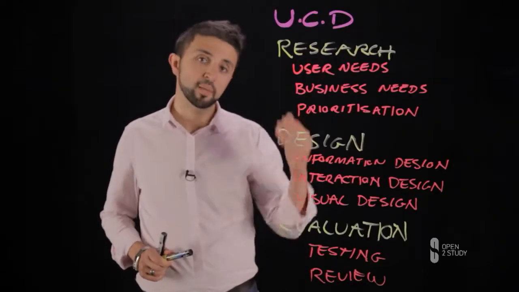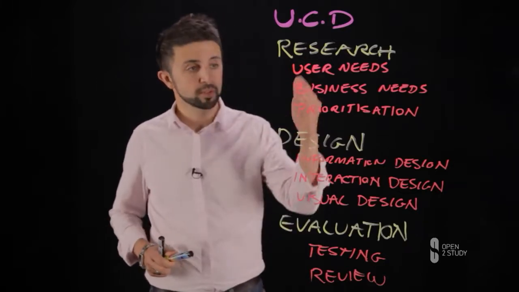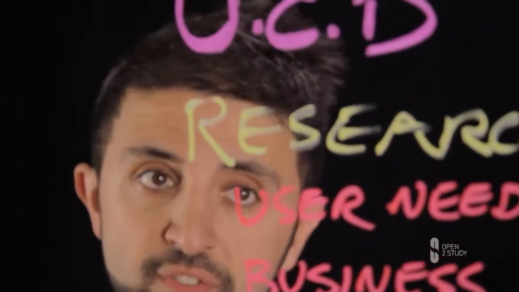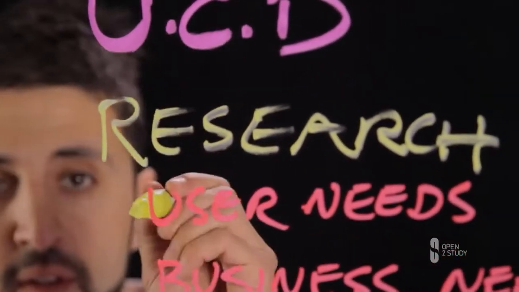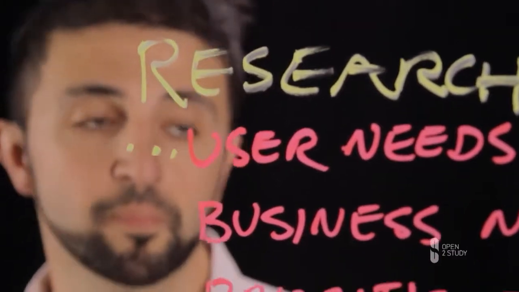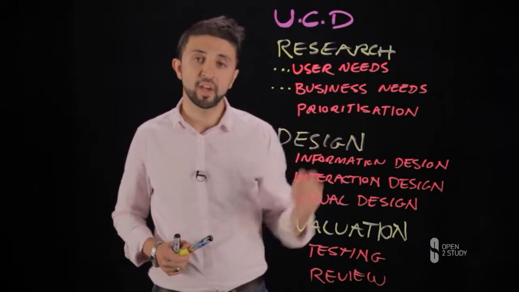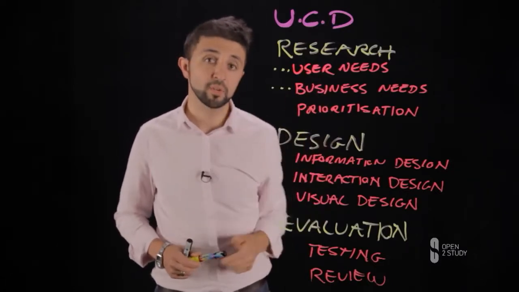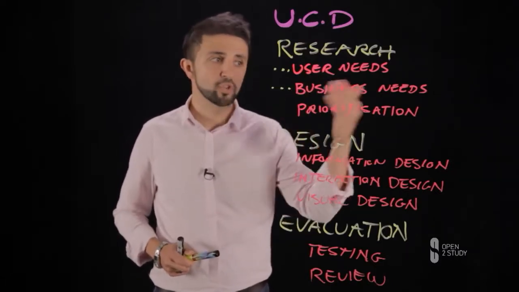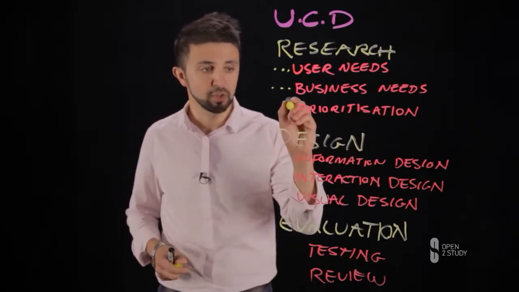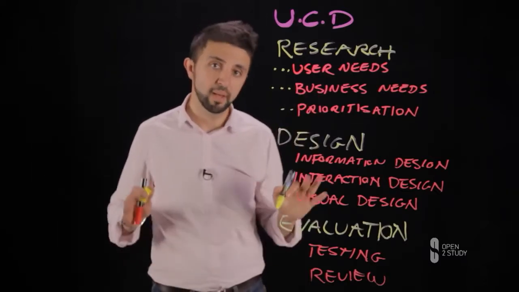Now, going back to the 3 elements of user-centered design, what you'll see is that each of them has a set of activities. Within the research phase and understanding user needs, there's a few techniques that you can use. Same with business needs. The idea here, in the research phase, is for you to really understand the needs of the user and also understand the objectives of the business and what they're trying to achieve. But also don't forget, you need to be able to prioritize both. It's a balancing act.